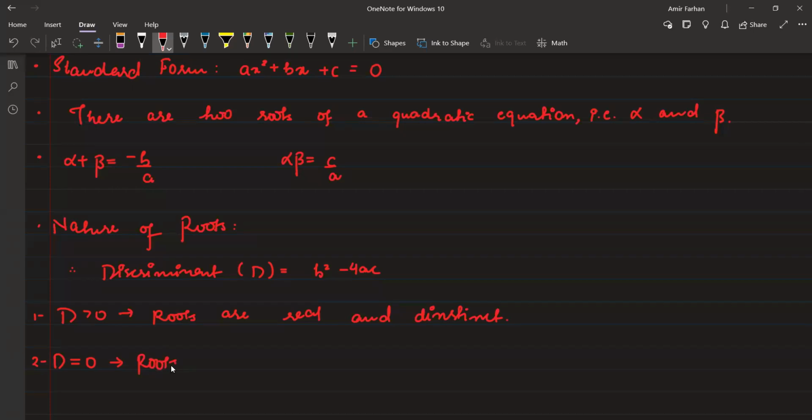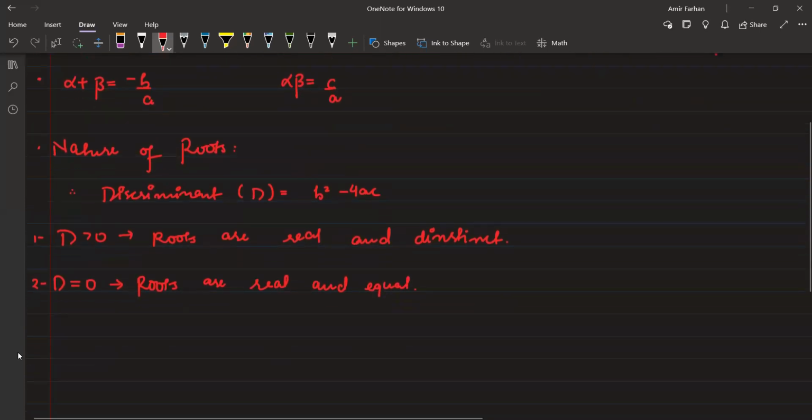Okay, roots are real and equal. Okay, third case is D is less than 0. Now tell me, what happens in this case? Madiha, Abdullah and Adil, please let me know, roots are real or not real? No real roots. No real roots, by Abdullah Sahab.